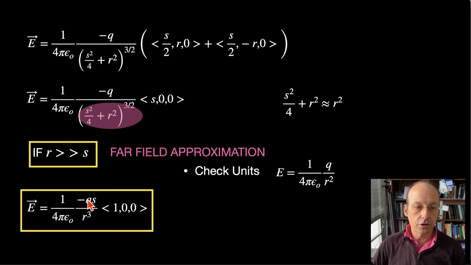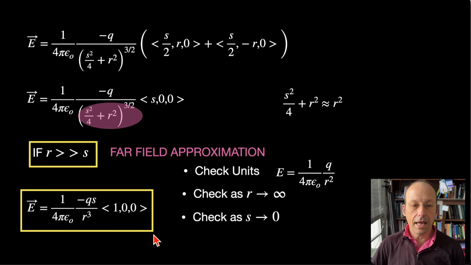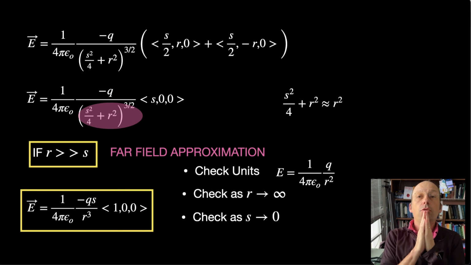I have charge over distance cubed squared, right? Because it's the distance over distance cubed. As R goes to infinity, yes, it goes to 0. And then as S goes to 0, yes, it goes to 0. So we're all set.